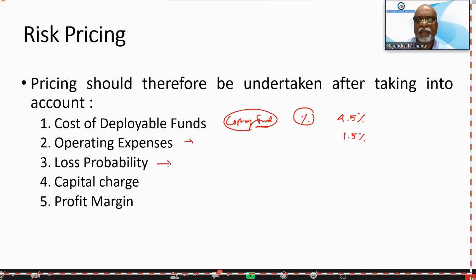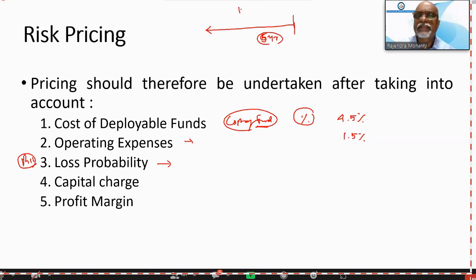Then loss probability. Loss probability is nothing but loss due to default of loan by the borrower. This is the risk factor. So loss probability can also be calculated. How is it calculated? Loss probability is calculated by going backwards. Say for the last 5-year period, or 10-year period, you can go back and calculate here. Suppose you take one portfolio.